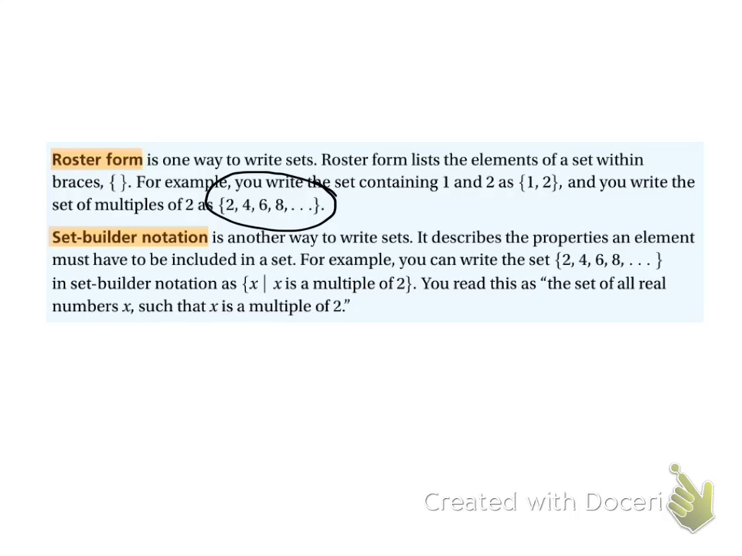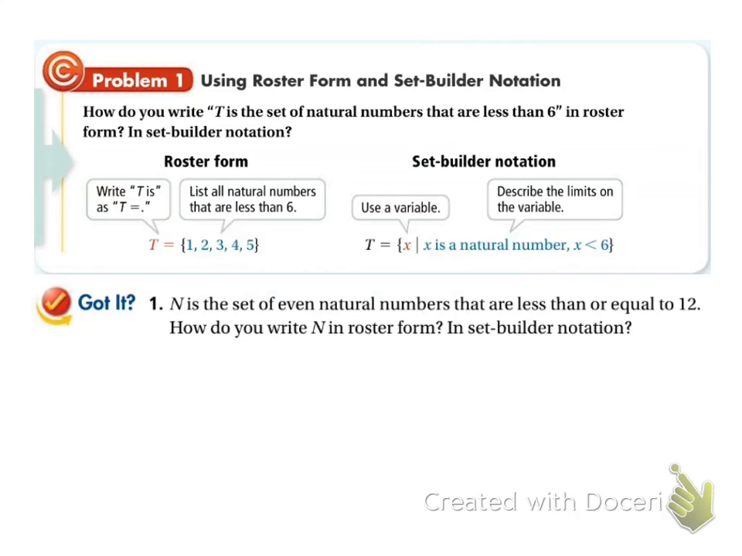If it's a pattern that continues, we'll put ... at the end. The other way is called set builder notation. We still use brackets, but now we're going to use a variable. So we're using x in this case, and we'd read this like this: x such that x is a multiple of 2. So the first letter tells us the variable we're using. The line means such that, and then it tells us a rule that we use. So x is a multiple of 2, so like 2, 4, 6, 8, etc. So those are two different ways to write the same set in those examples.